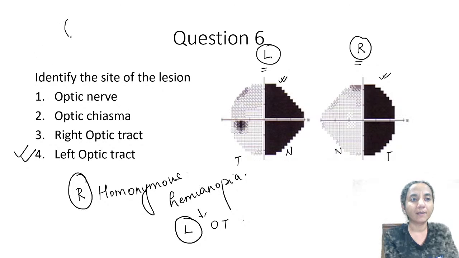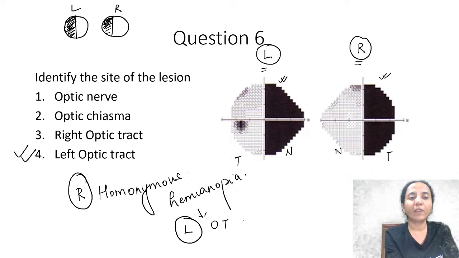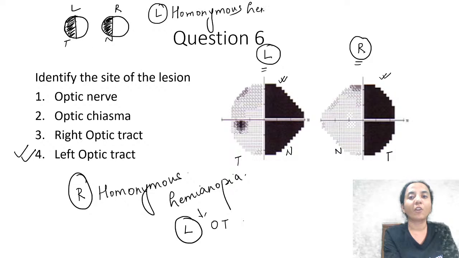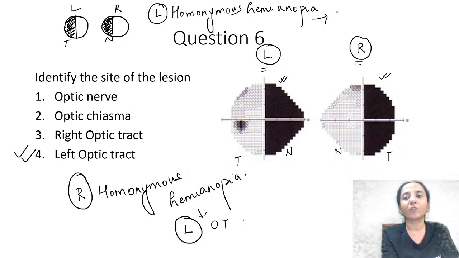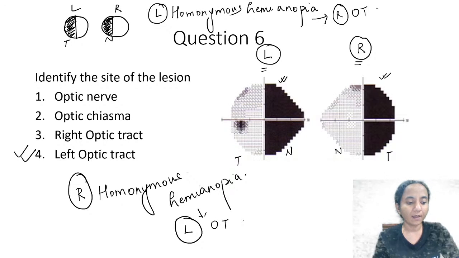Now why I'm telling you this is, suppose you are going to get a picture like this. This is right and this is left, and you have this part blacked out. If you get something like this, where this part is blackened out, then what will we call this? This is then to be called a left homonymous hemianopia. Because see, the nasal part of the right eye here and the temporal part of the left eye are both on your left hand side. So this will be called left homonymous hemianopia, and then the site of the lesion is going to be the right optic tract.